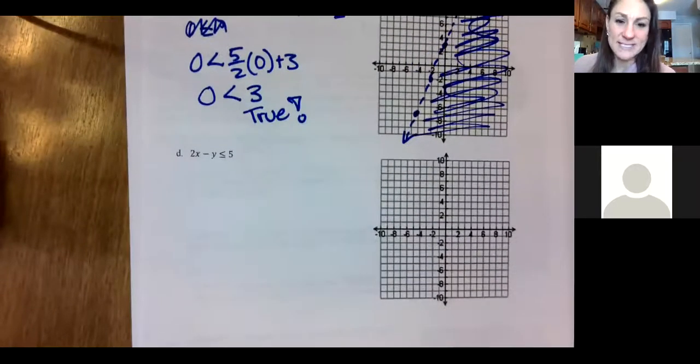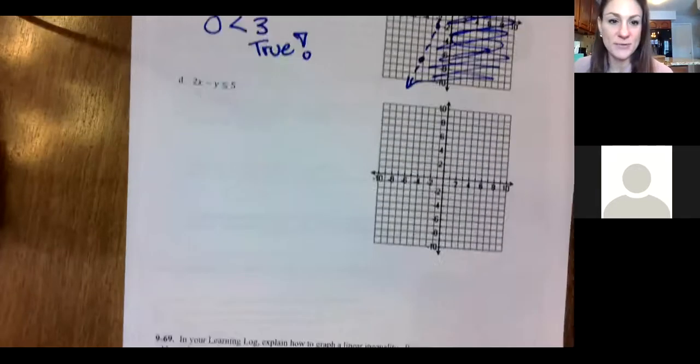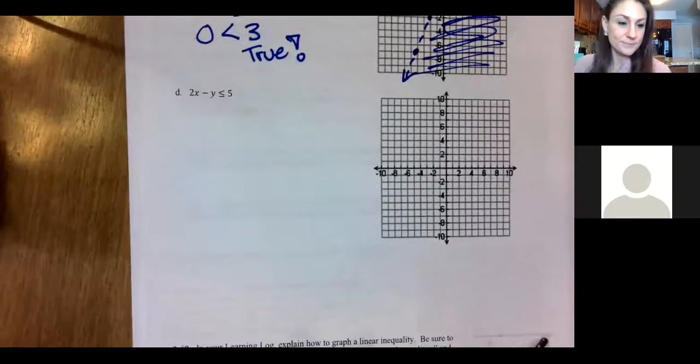What do you notice about D? How is D different from all the other ones that we've done so far? What's different about part D? The y is not by itself. Very good. So what we have to do for this one is combine another skill that we know, rearranging equations, or in this case, inequalities, to get a variable by itself.